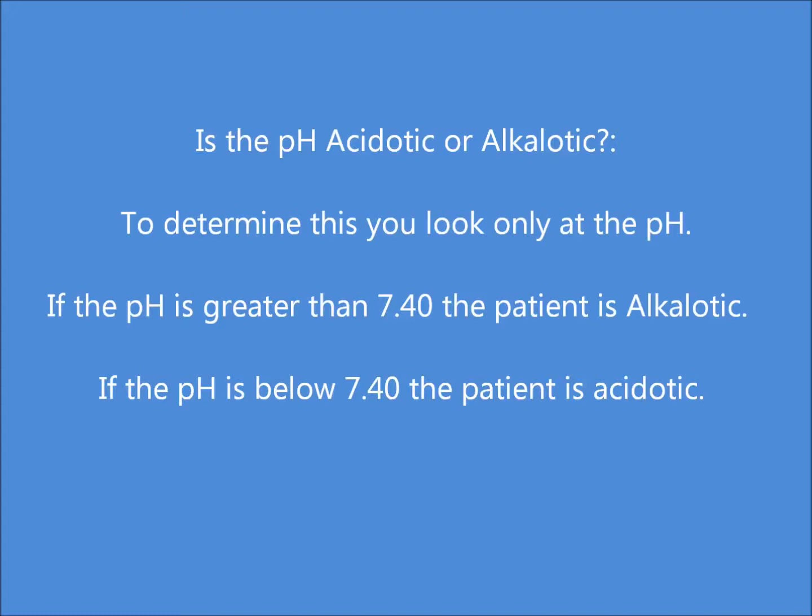To determine this, you look at only the pH. If the pH is greater than 7.40, the patient is alkalotic. If the pH is below 7.40, the patient is acidotic.